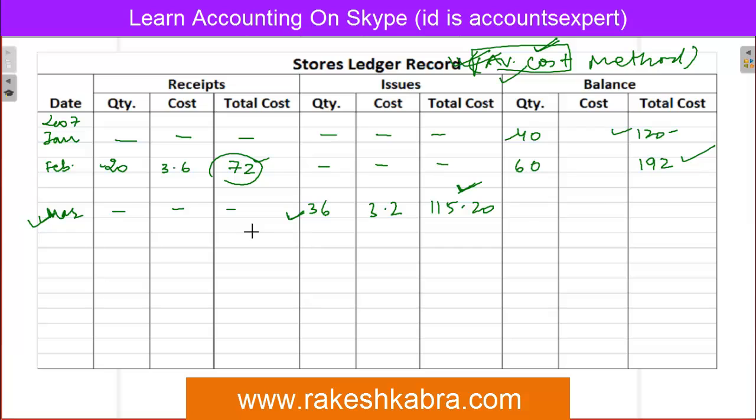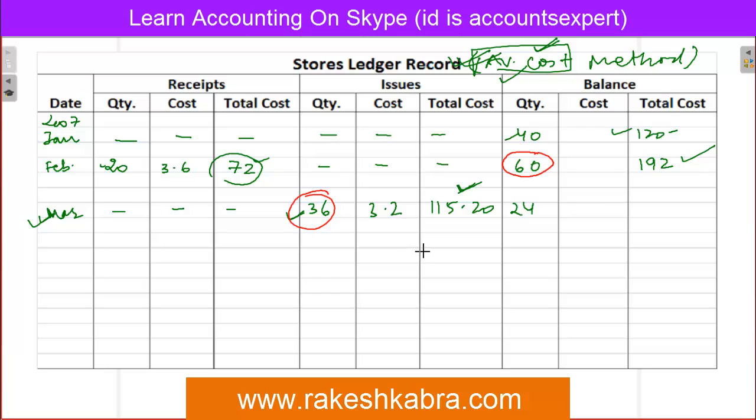Now what after selling? What is the status of stock now? Before selling 60 units were there, but now we sold 36 units. Now what is the remaining? How many units are left now? I think 24 units left now. 60 minus 36, 24 units left, isn't it?